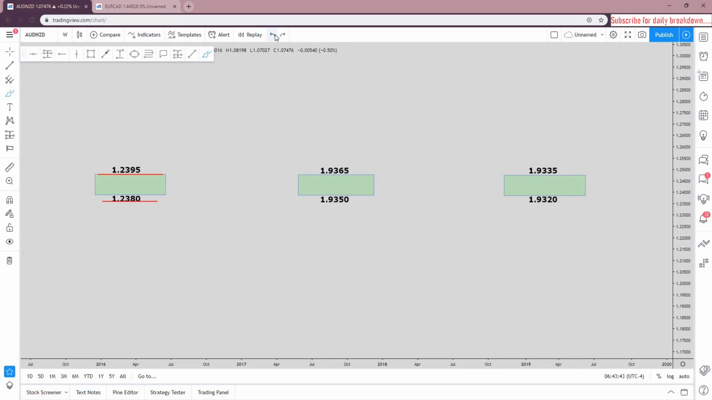Now immediately you should have realized something. Each one of these distances in price, from the low to the high of these boxes, in all cases is 15 pips, because as you can see you have 80 plus 15 pips is 95, 50 plus 15 pips is 65, 20 plus 15 pips is 35. Very simple to realize this.